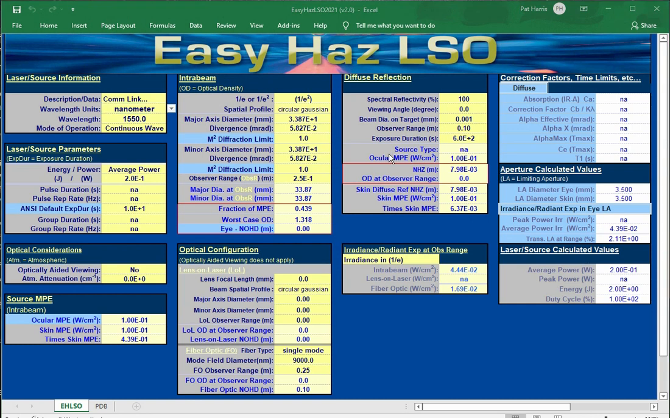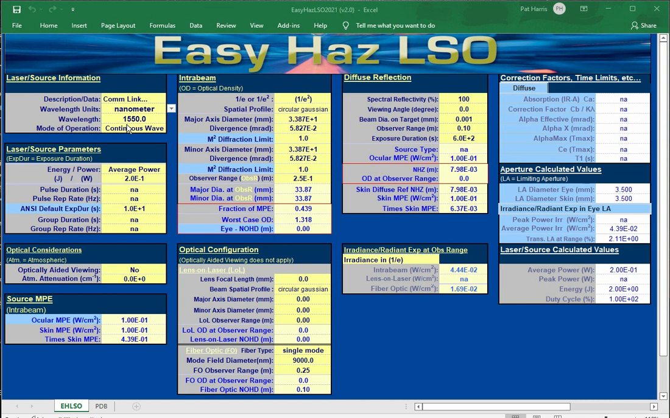So we're going to look at this communication link. It is a wavelength of 1,550 nanometers, 1550. This is sometimes called an eye-safe laser.